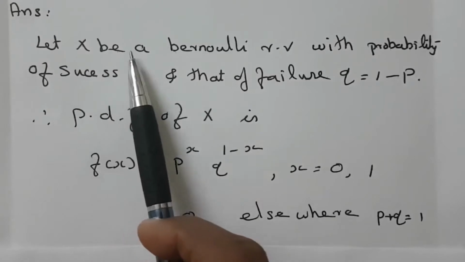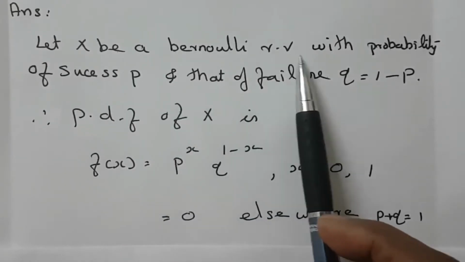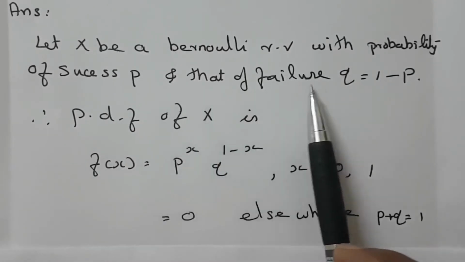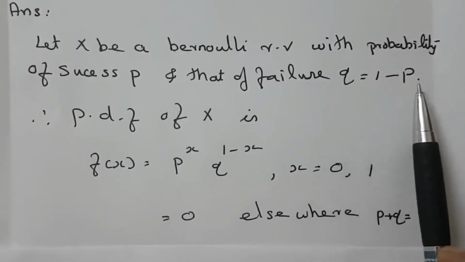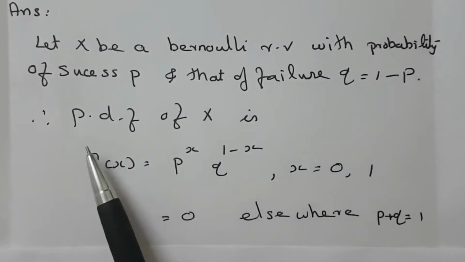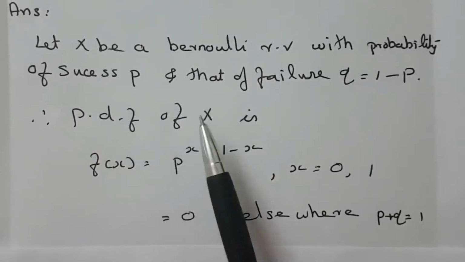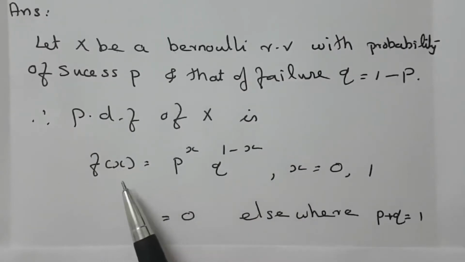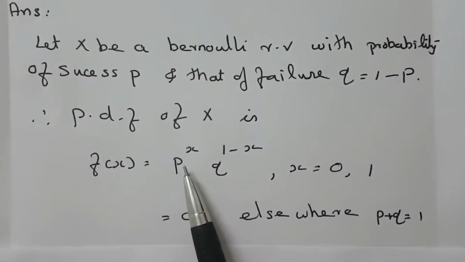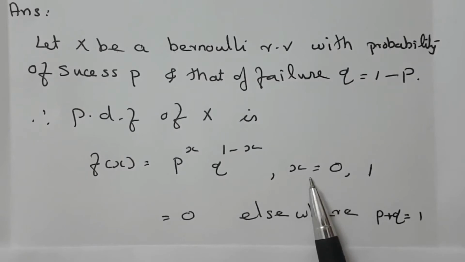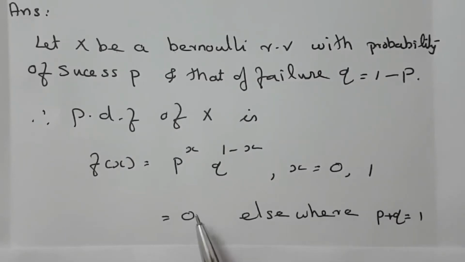Let x be a Bernoulli random variable with a probability of success p and that of failure q equal to 1 minus p. Therefore, probability density function or probability mass function of x is f of x is equal to p raised to x q raised to 1 minus x, where x takes the value 0 and 1, equal to 0 elsewhere, and p plus q equal to 1.